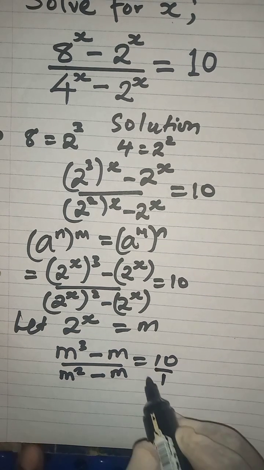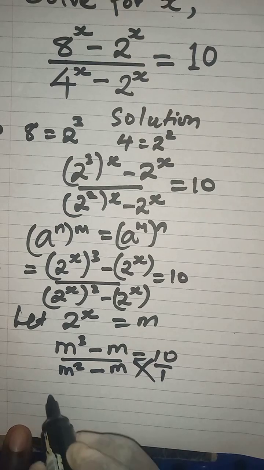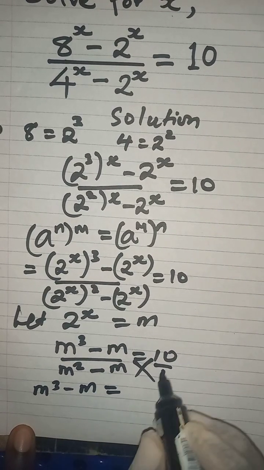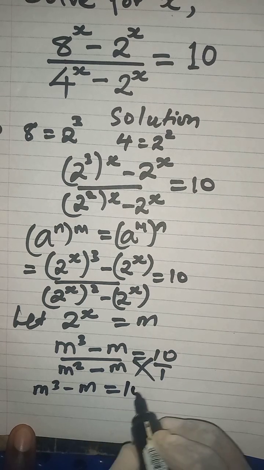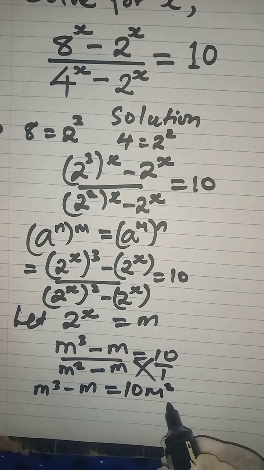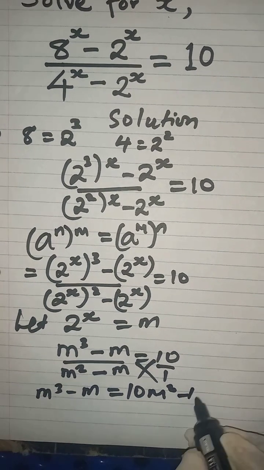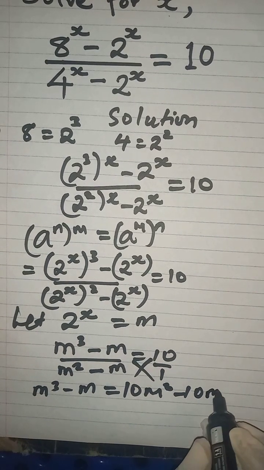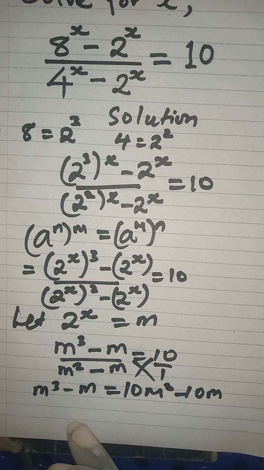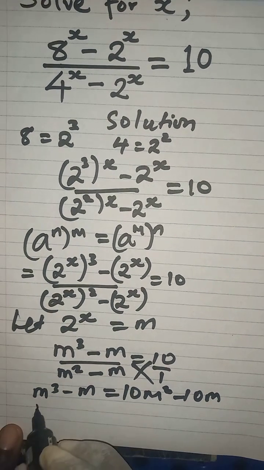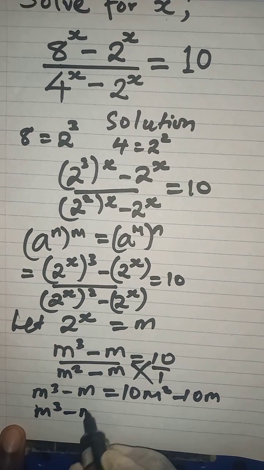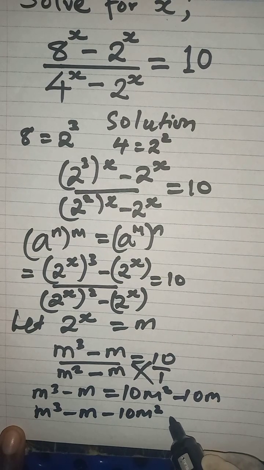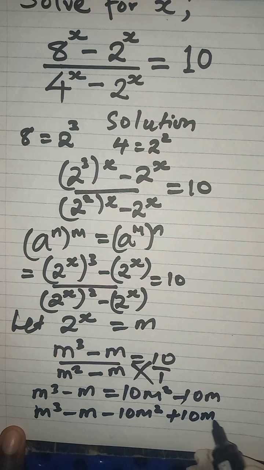I'm going to cross multiply so that I get m cubic minus m is equal to, if you multiply this by 10, you're going to get 10m squared minus 10m. So I'll collect like terms on one end so that I have m cubic minus m minus 10m squared, of course, plus 10m is equal to 0.